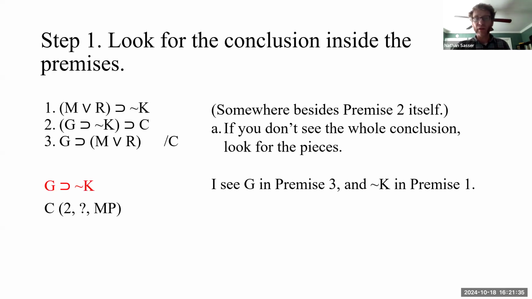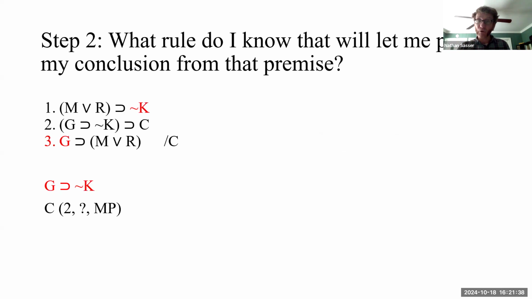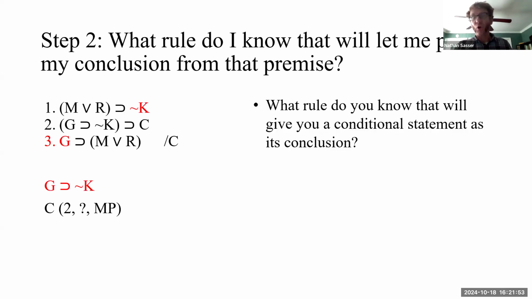All right, well, where do we go from here? Well, you ask the same question as in step two. What rule do I know that will let me prove my conclusion from that premise? In this case, we've got two premises at play. Well, let me put it to you this way. What rule do you know that will give you a conditional statement as its conclusion? Because remember, the conclusion that we're going for, if G, then not K, that's a conditional statement. Do you know any implication rules that have conditionals as their conclusion? I can think of one.